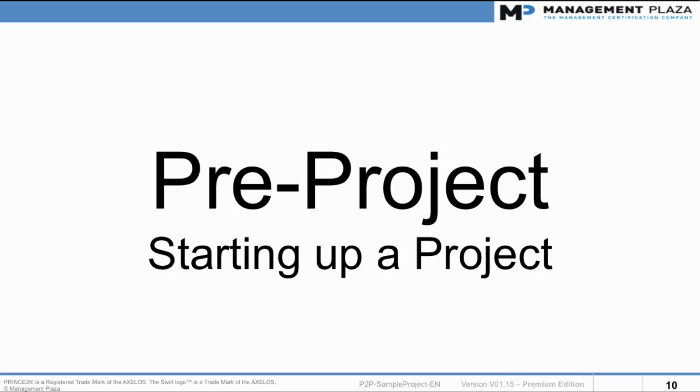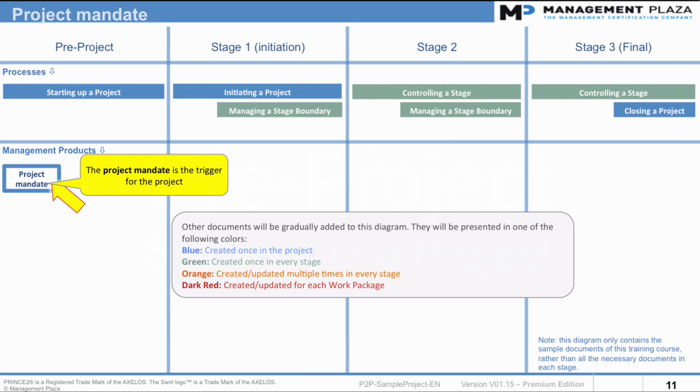Next then, we have the pre-project activities, or we call them starting up a project activities. We use this diagram to represent all of the documents as they are created. So this is where here we have the pre-project and we have the project mandate, and this is the trigger for the project. So let's take a look at the project mandate.